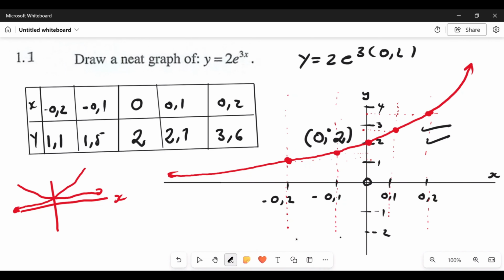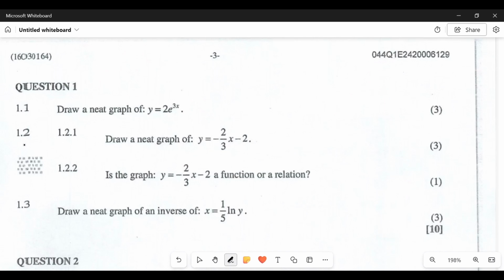Right, guys, so we are done with question 1.1. We are going to do question 1.2. All right, guys, so let's look at 1.2. As you can see, 1.2 consists of two questions, which is 1.2.1 and 1.2.2. So let's start with 1.2.1, where they want us to draw a neat graph of y is equal to negative 2 over 3 x minus 2.